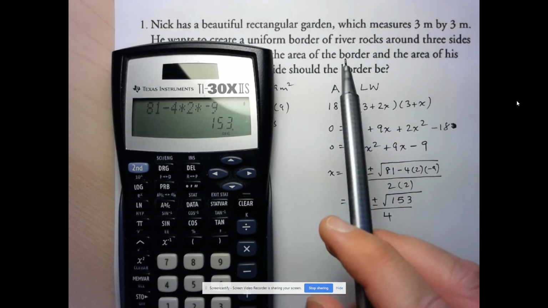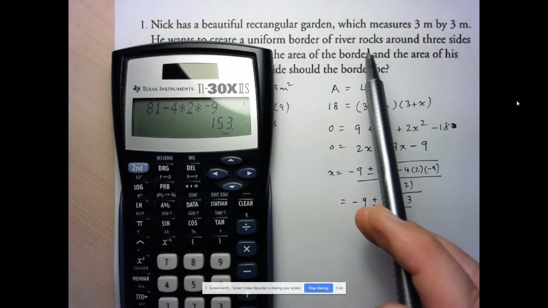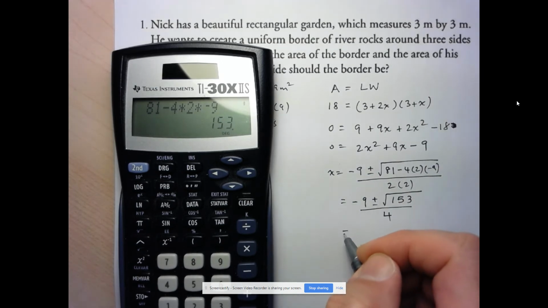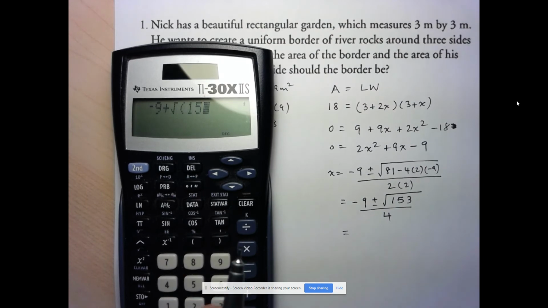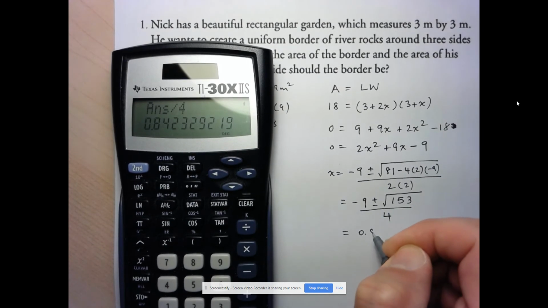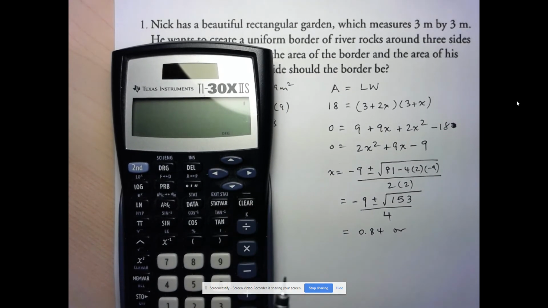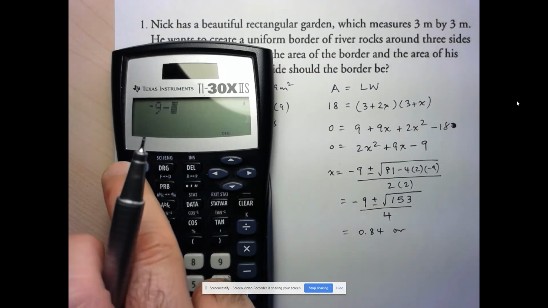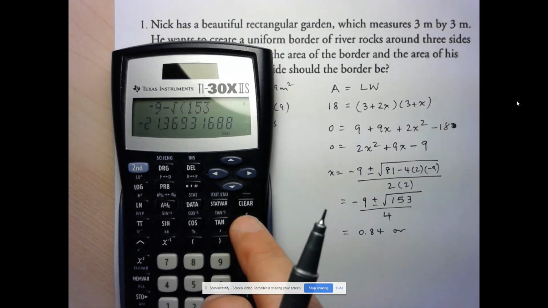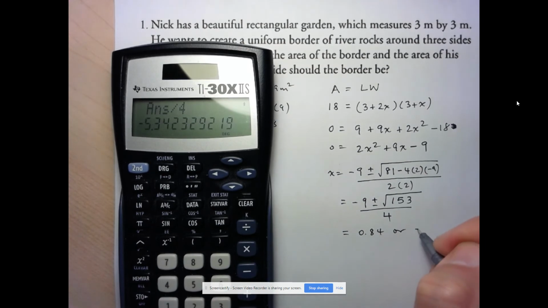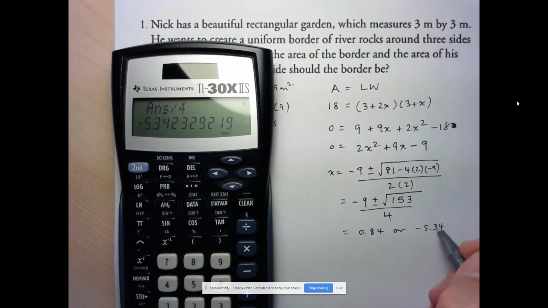Now, since this is an application question, I'm expecting to get approximated answers and not exact answers. Okay, so let's put this in here. I have negative 9 plus the square root of 153 equals, and then I'm going to divide that by 4, and I get 0.84. Or the other answer is going to be negative 9 minus the square root of 153. I think we know that this is not going to be valid, but we should still find it. Okay, so negative 5.34. We should find it and then eliminate it because x represents a length here.